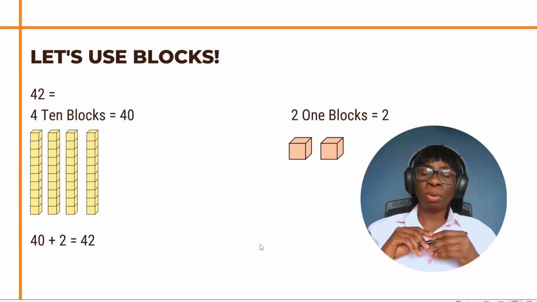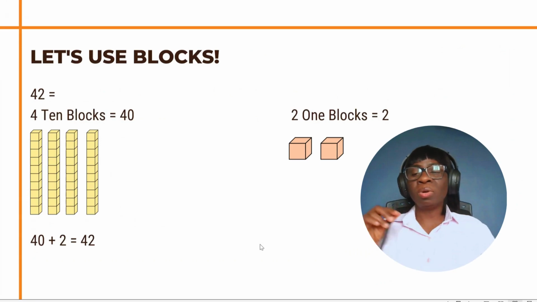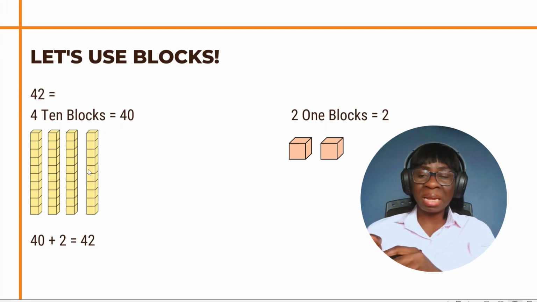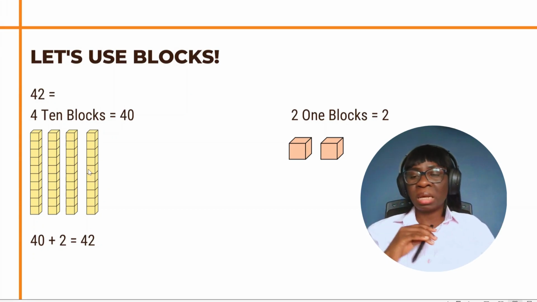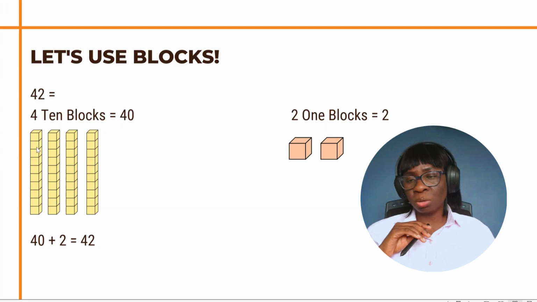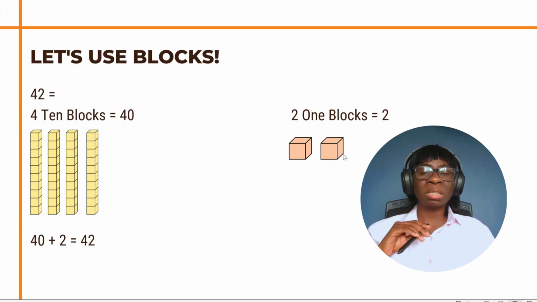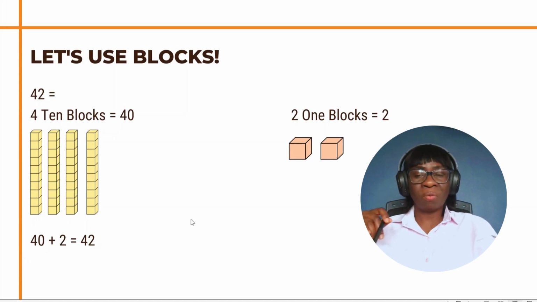And let us use blocks to explain place value. Look at this now. We have 42. That means we have 10, just like I said, we have 10 in 4 places. If you count these blocks now, you will see 1, 2, 3, 4, 5, 6, 7, 8, 9, 10. So if you count like this, 10, 10, 10, 10 in 4 places, and then these ones are 1, 1. So we have ones in 2 places. That means we have 40 blocks here plus 2 blocks. That is 42. So that is what makes 42.